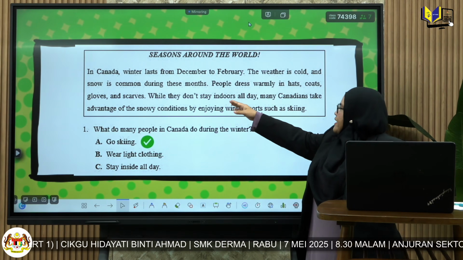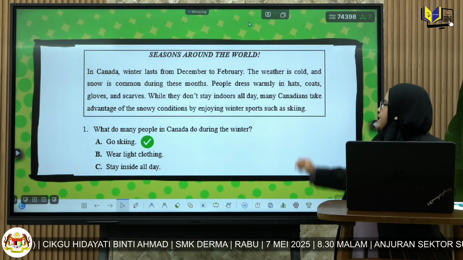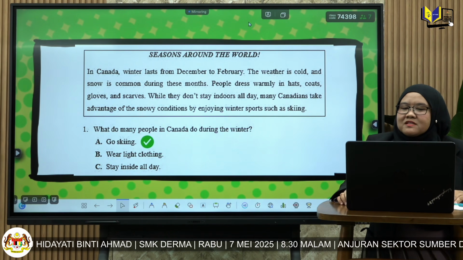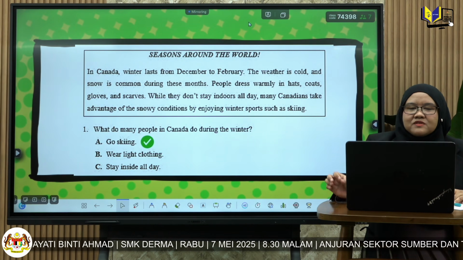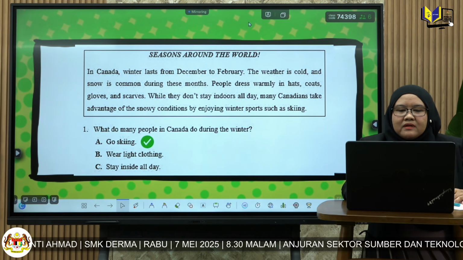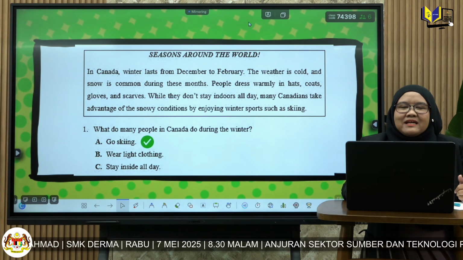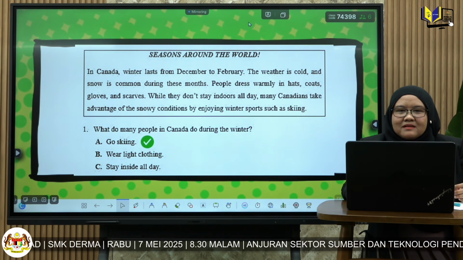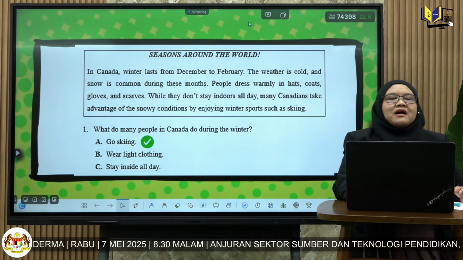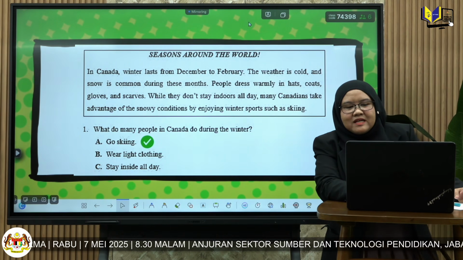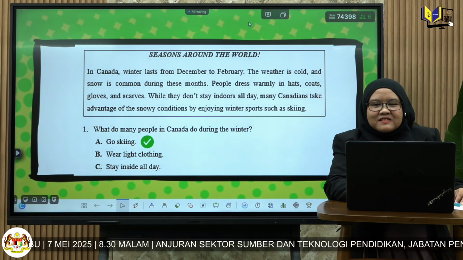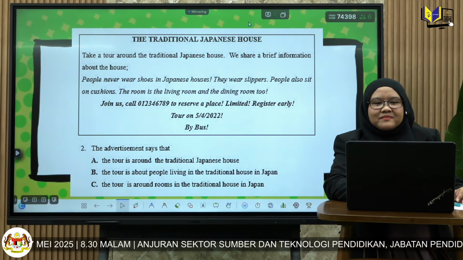okay, as you can see here, while they don't stay indoors all day, many Canadians take advantage of the snowy conditions by enjoying winter sports such as skiing. So skiing is mentioned in the text. Wear light clothing, that's basically what they had to do to survive. And some of them stay inside all day, but many of them are enjoying the winter sports such as skiing. Very good, Afiqah. The answer is A. All right, let's go to the next questions.